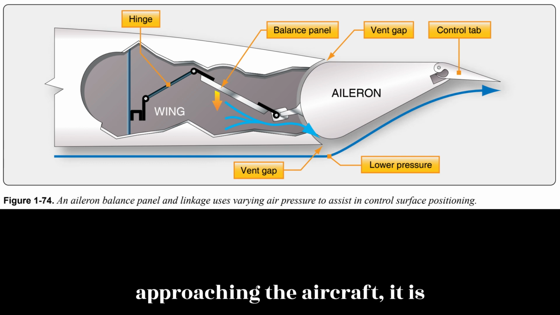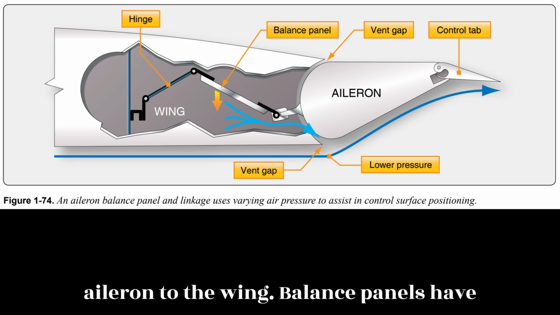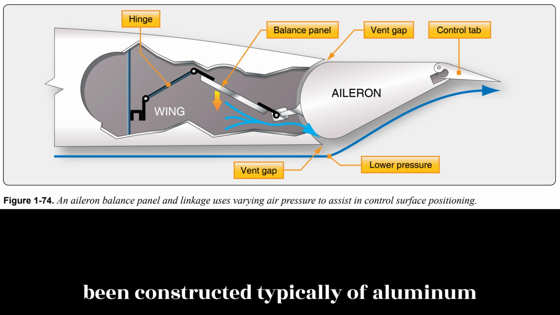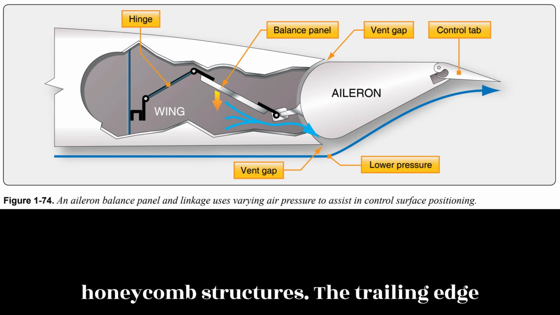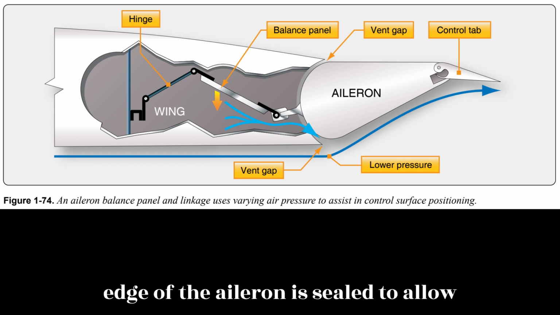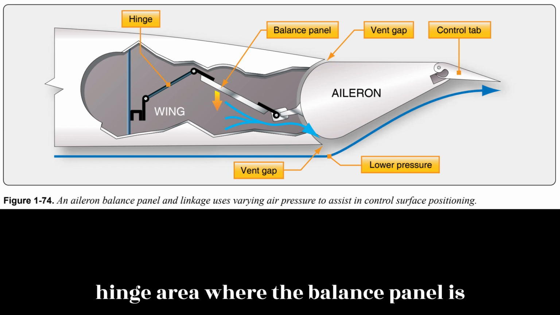Not visible when approaching the aircraft, it is positioned in the linkage that hinges the aileron to the wing. Balance panels have been constructed typically of aluminum skin-covered frame assemblies or aluminum honeycomb structures. The trailing edge of the wing just forward of the leading edge of the aileron is sealed to allow controlled airflow in and out of the hinge area where the balance panel is located.